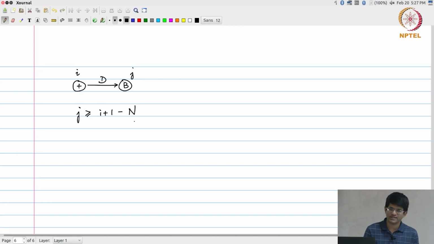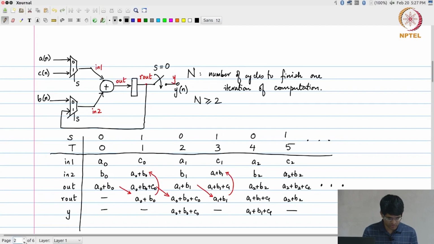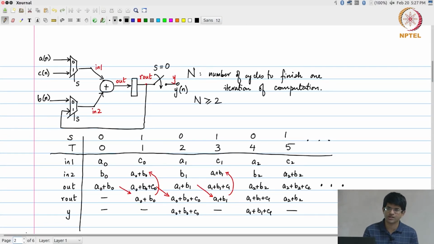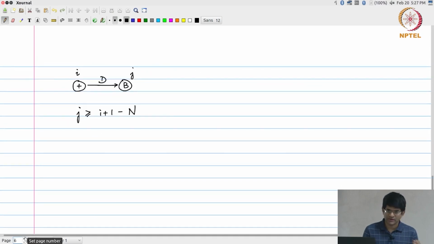In fact, I can go one step further. Keep in mind that the edge I have drawn over here in the data flow graph corresponds to my original data flow graph, not the one where I have completed resource sharing. In other words, it corresponds to this one over here, not to the resource shared version.